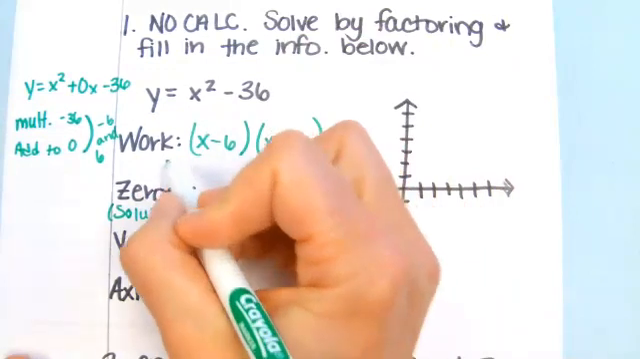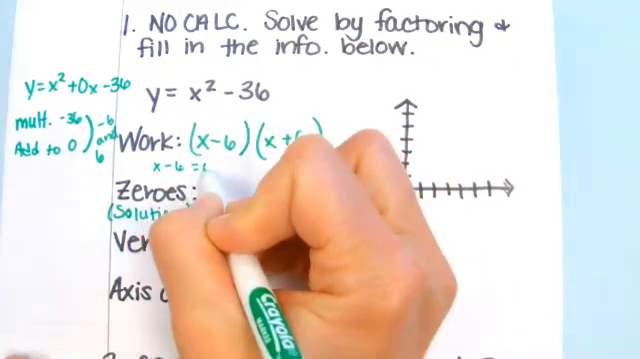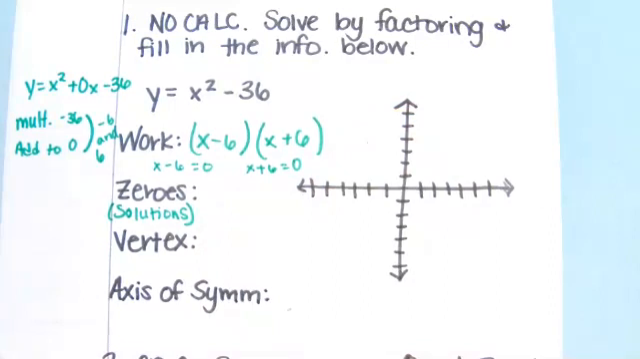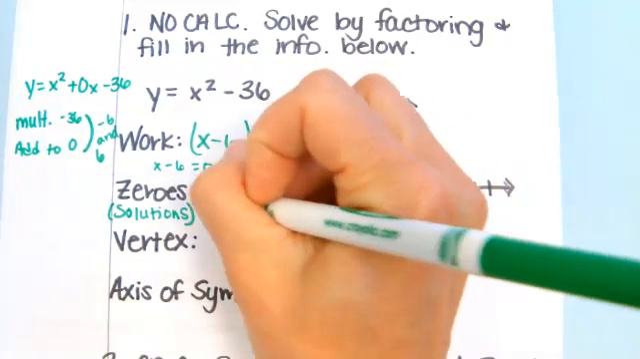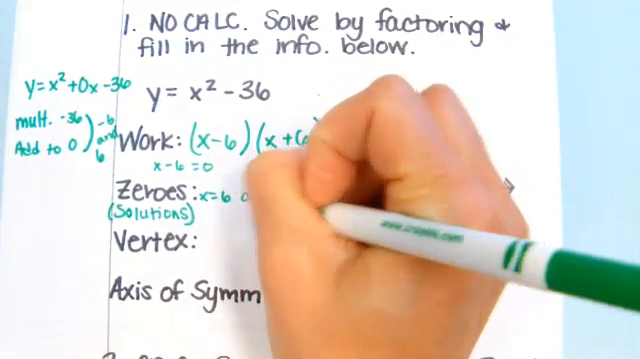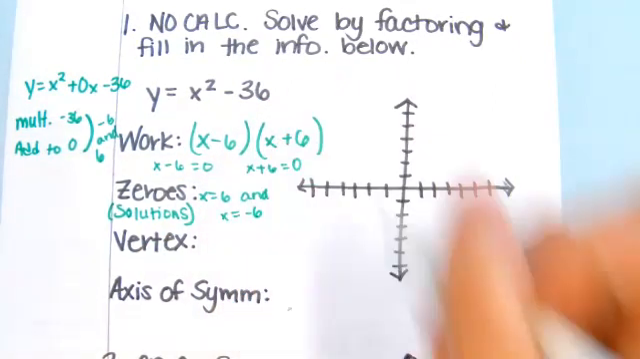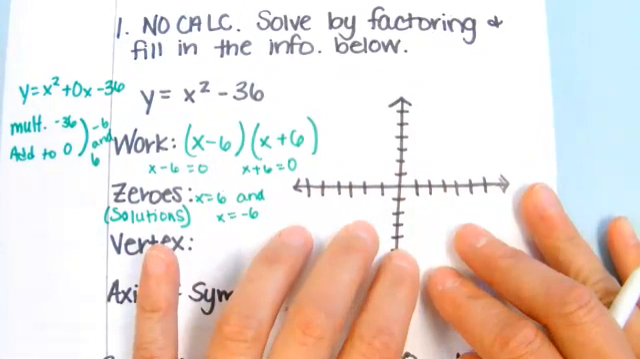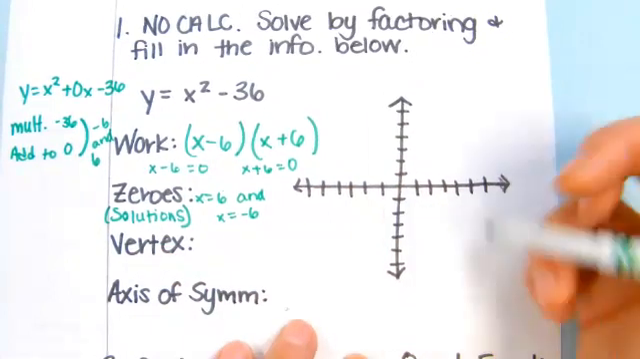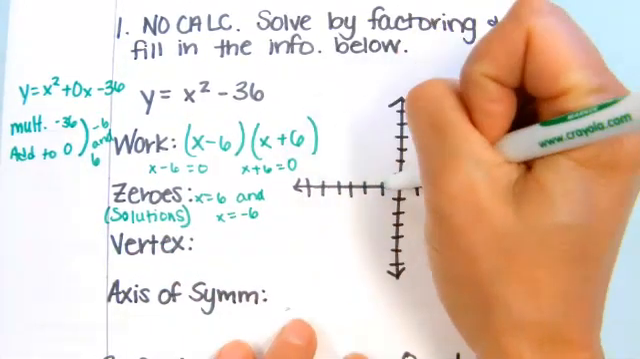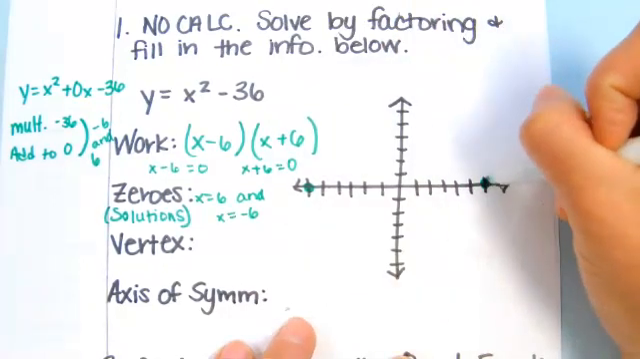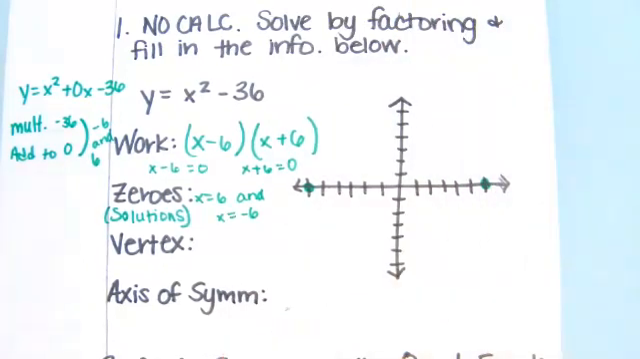Because really this means x minus 6 has to equal 0 and x plus 6 has to equal 0, right? And if we solve that out, my zeros are x equals 6 and x equals negative 6, right? Okay, so right now, can I put that on my graph? Yeah. Now I know that it's going to cross at negative 6, 1, 2, 3, 4, 5, 6 right here, right? And positive 6. I know that the parabola is going to cross in those two spots.